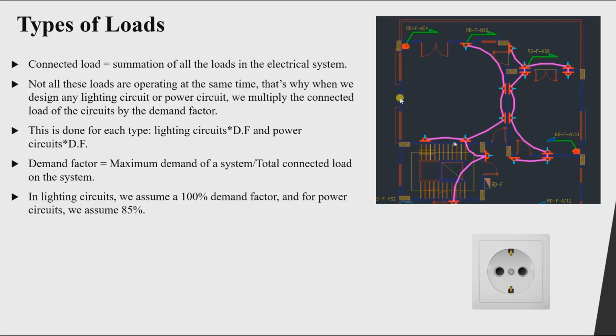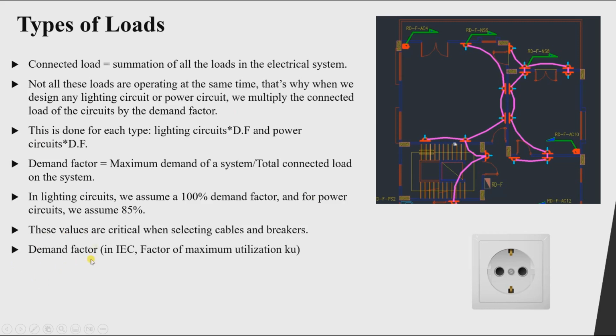Okay, so I'm giving you the outline or the plan, the steps you are going to follow, and based on what electrical code you are following, you will do these steps. As we said, these values are critical when we select cables and breakers. Now, we have demand factor in general, this is the term that I'm talking about. In IEC you will find it called factor of maximum utilization, denoted by KU. So in IEC, if you are looking for demand factor, you look for factor of maximum utilization.